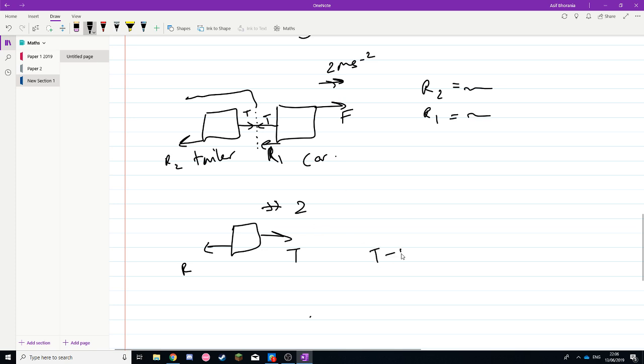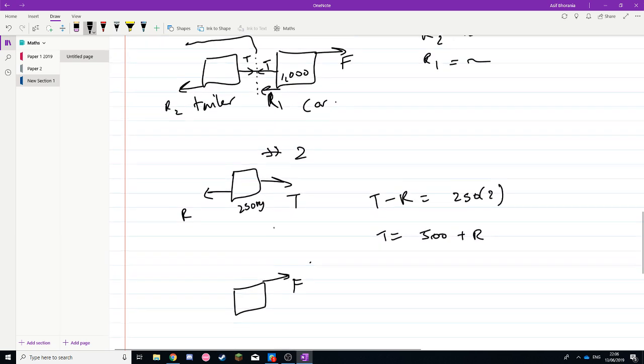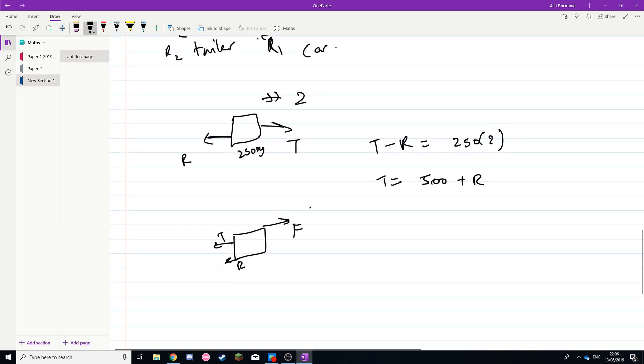From here we can say T minus R is equal to the mass of this, let's say 250 kilograms, times the acceleration, which is 2. That gives you 500, so the tension is going to be equal to 500 plus the resistance, in newtons. Once you get that tension, it eliminates the unknown from the car. You can work with the car, saying this is F, this is the tension, which we know, and this is also the resistance. There's another resistance. You can put them together, but in your diagram at least put them separate.